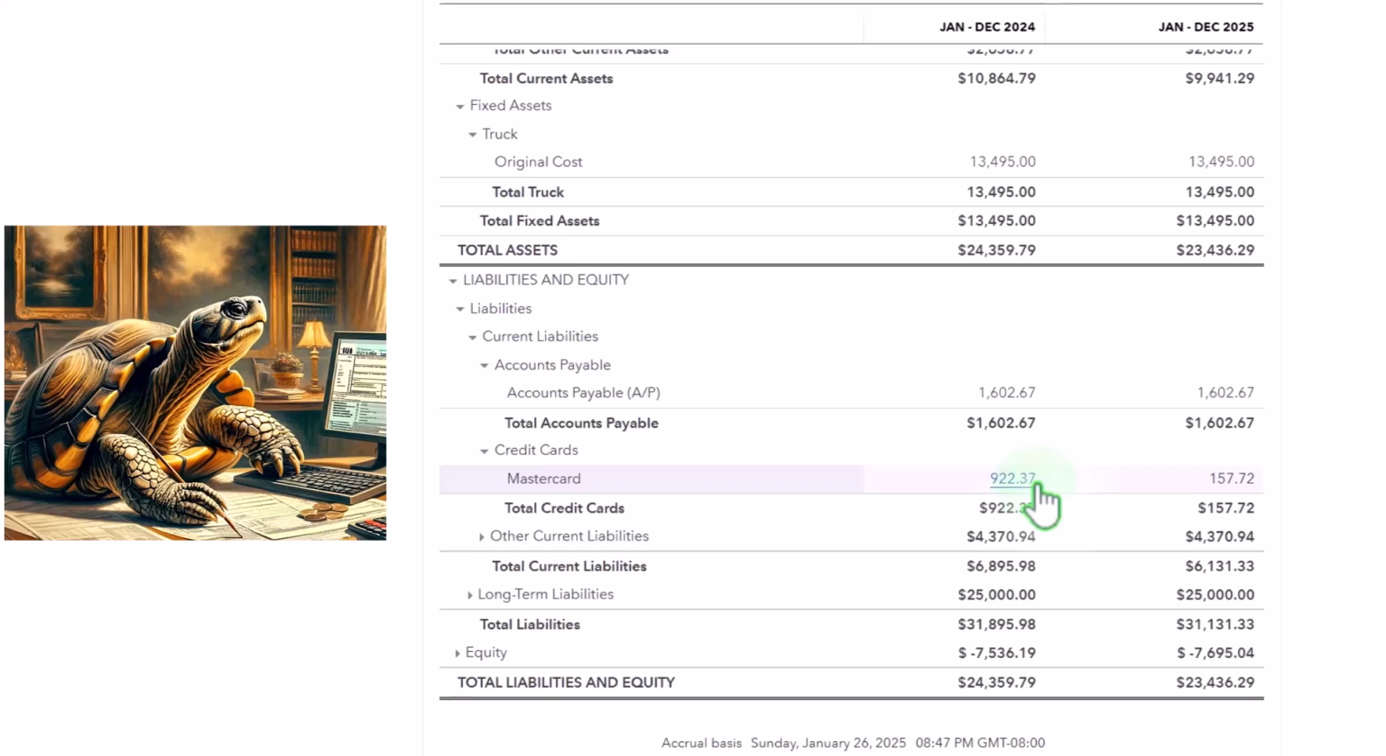You don't have any deposits in the credit card. All you have are the payments, the paying off of the credit card balance.